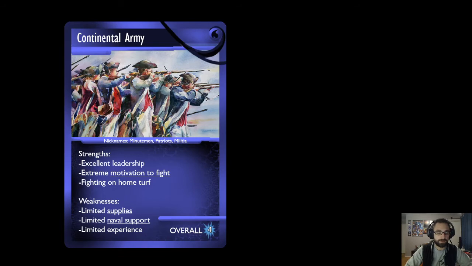And then we had limited experience. While our generals had seen combat, the only combat that any of the soldiers and militia had seen would have been the French and Indian War. Whereas the people in the British Army had been fighting all over the world in a bunch of different places, and they're just very experienced. They've seen a lot of battle, which just makes them more experienced soldiers. So that's what the Continental Army looks like. Let's look at the British Army now.